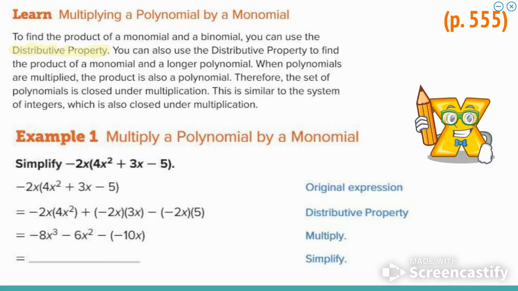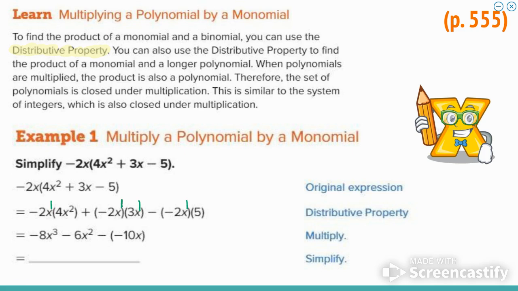5. So we distribute, and you can see we distribute to each term. So we have negative 2x times 4x squared. Negative 2 times 4 is negative 8. X to the power of 3, because here we had x to the power of 1 and x to the power of 2, so we added those. 2 and 1 give us 3. Same thing with negative 2x and positive 3x. Multiply negative 2 and positive 3 to give us negative 6, and 1 and 1 give us 2. And same thing even with negative 2x to 5. You get negative 10x.